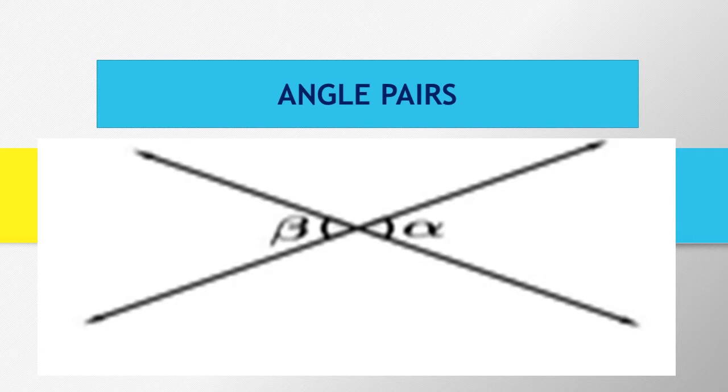Vertical angles are opposite angles. Just like for the example in the illustration here, the angle beta and the angle alpha are vertical angles, which means they have the same value of measurements. Linear pair also measures 180 degrees.